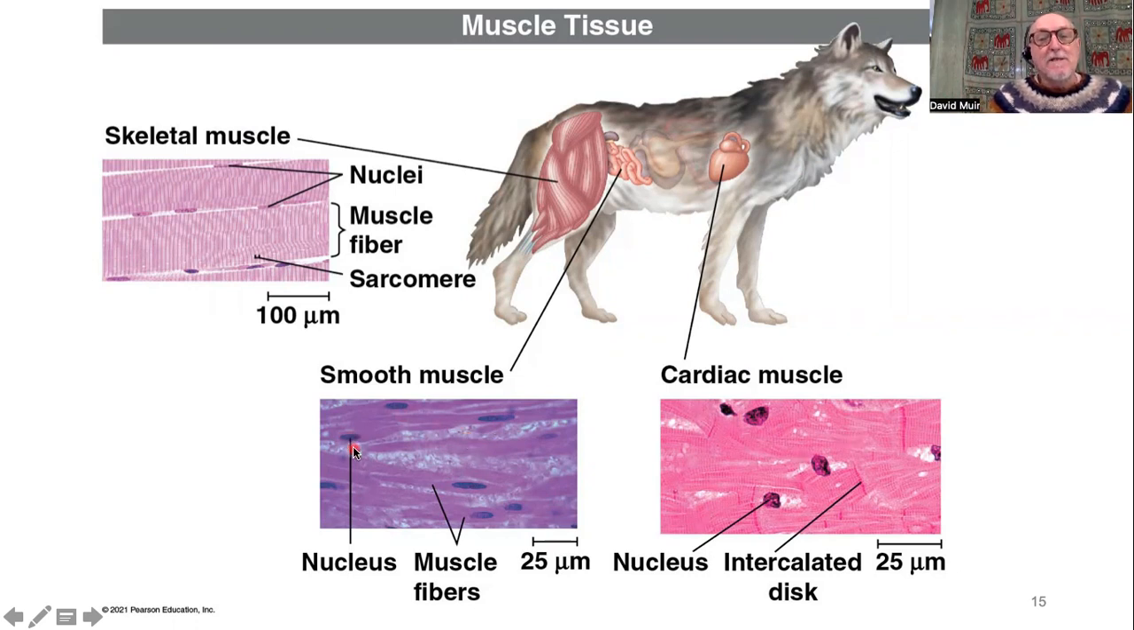So this is smooth muscle, and smooth muscle consists of individual spindle-shaped fibers. It's very, very difficult to discern any striations or organization of the tubules inside. So they are non-striated. Cardiac muscle is a very, very specialized form of muscle fiber.